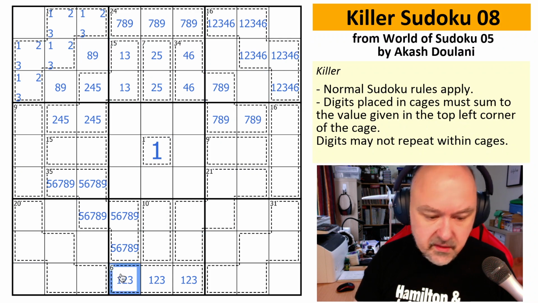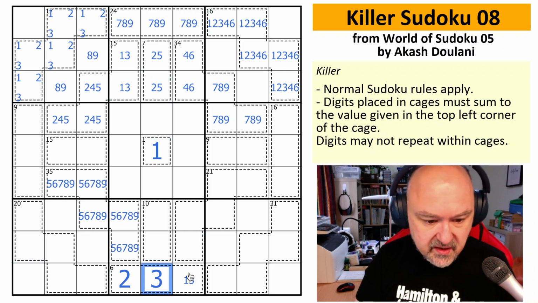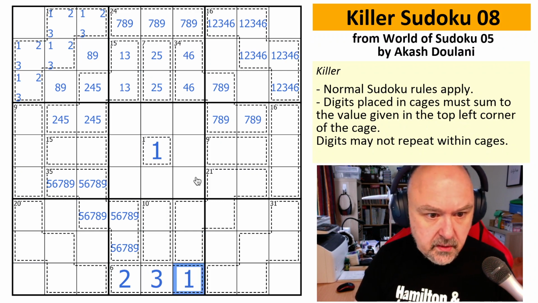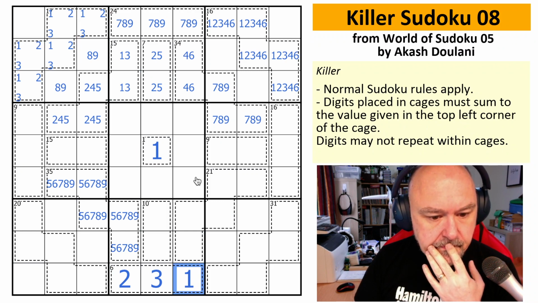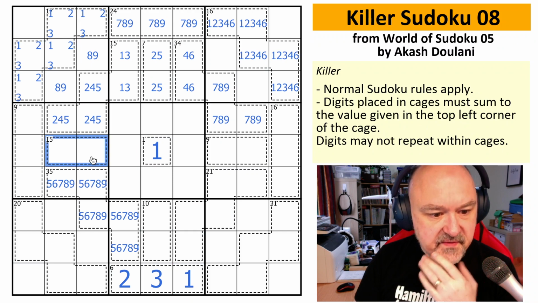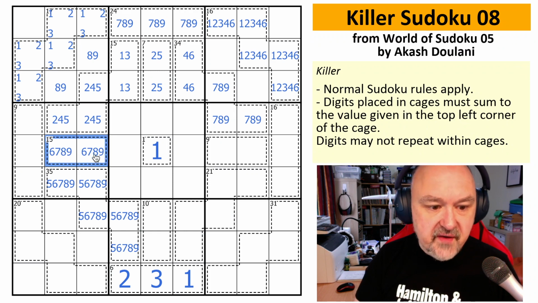There's a 1, 3 here, which means that is a 2, and there is no 2 in here. There's a 1 looking down here, making that a 3 and that a 1. 15 is 6, 9 or 7, 8, because it must be 6, 9, or 7, 8. If I was to use a 5 in here, the other digit would have to be 10, and that does not work.